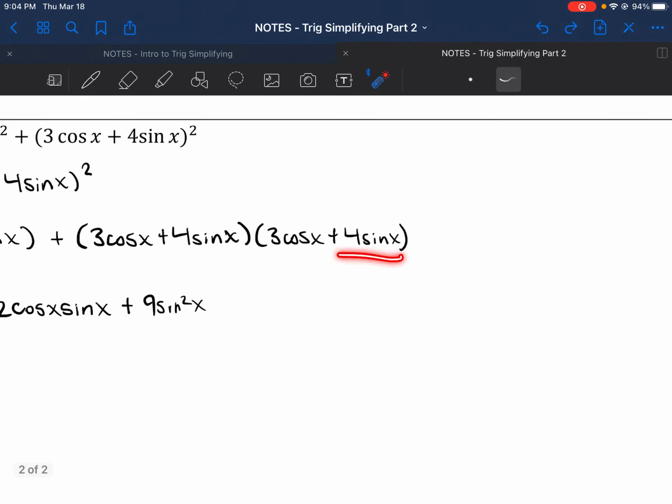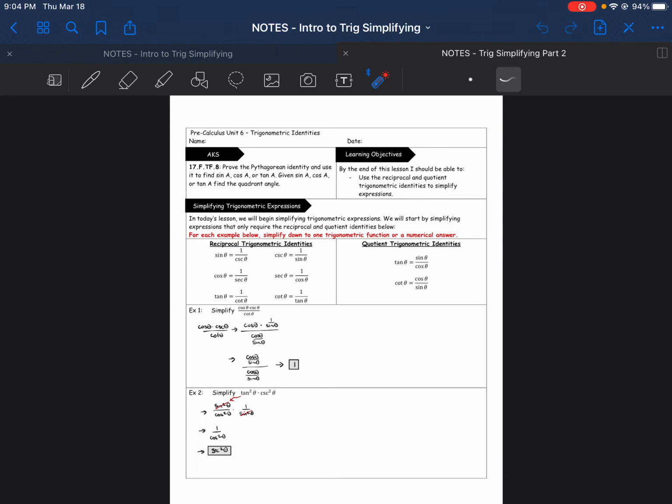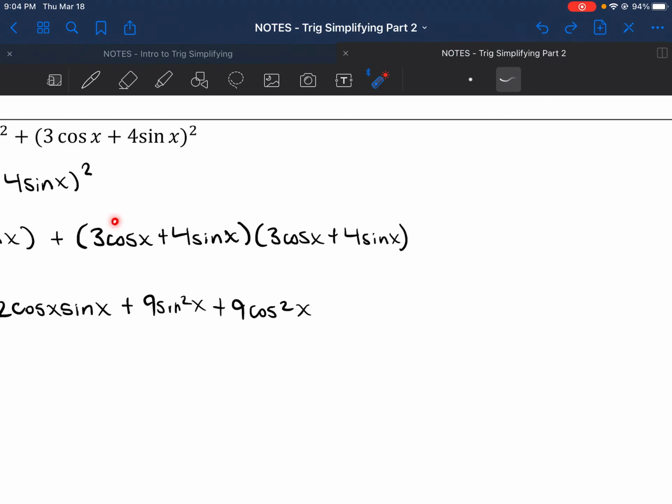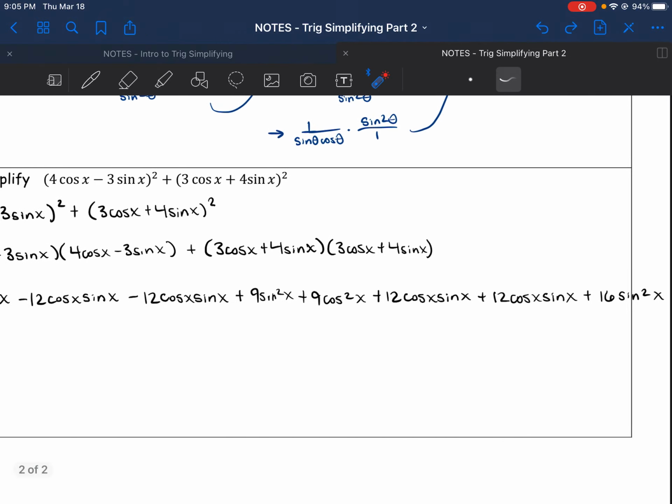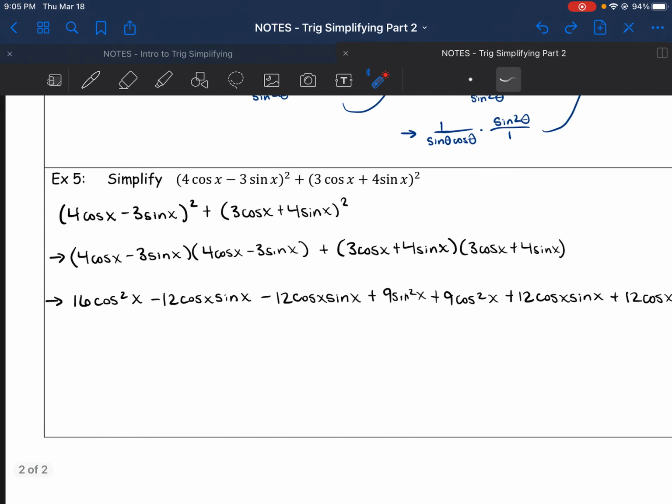Now we need to foil this, and we're going to do it the same way. 3 cosine x times 3 cosine x, that's going to be 9 cosine squared x. 3 cosine x times 4 sine x is going to be 12 cosine x sine x. 4 sine x times 3 cosine x is going to be 12 cosine x sine x again. And then lastly, 4 sine x times 4 sine x is going to be 16 sine squared x. So a lot of pieces. Notice it took me all the way across the page to write all that out.